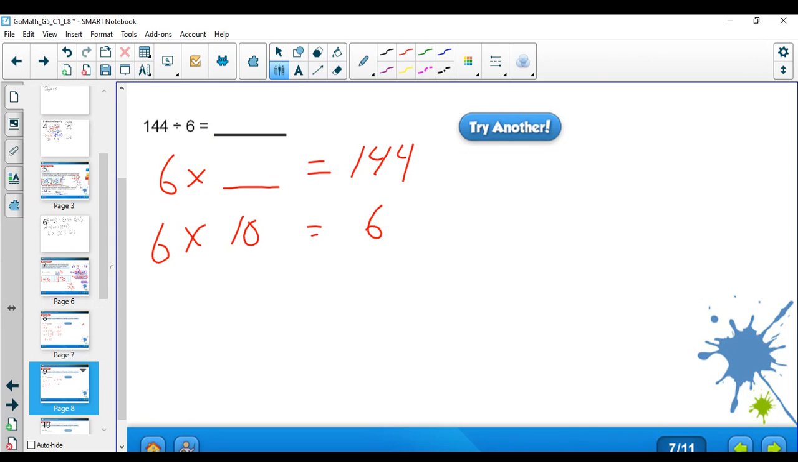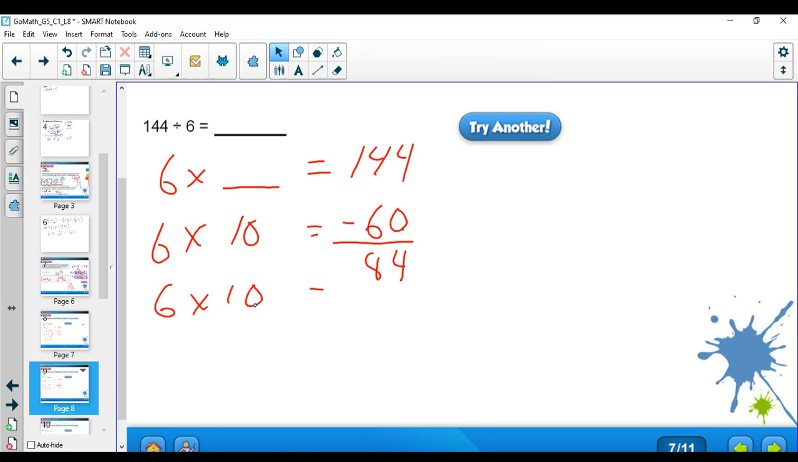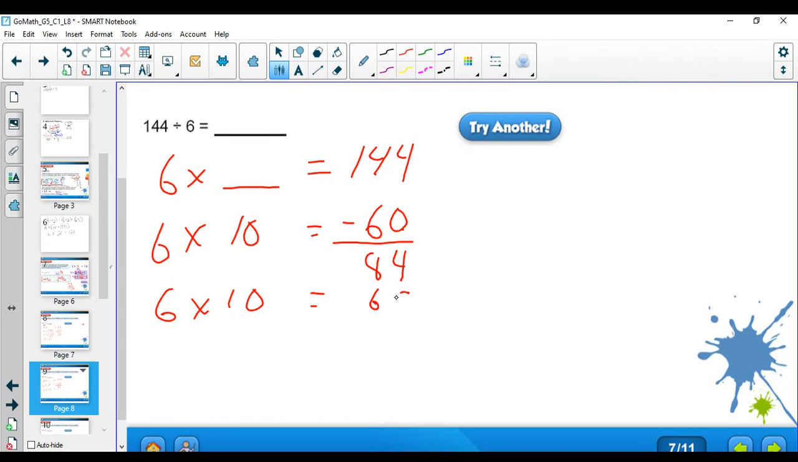So 6 times 10 is 60. I'm going to subtract that from my 144. That gives me a grand total of 84 left. 84 is bigger than 60, so I can multiply 6 times 10 again. Oops, I kind of crammed that together there, didn't I? Let's see if we can move it down. Oh, we can. Good. Right, so 6 times 10 equals another 60, which I'm going to subtract one more time. 4 minus 0 is 4. 8 minus 6 is 2.